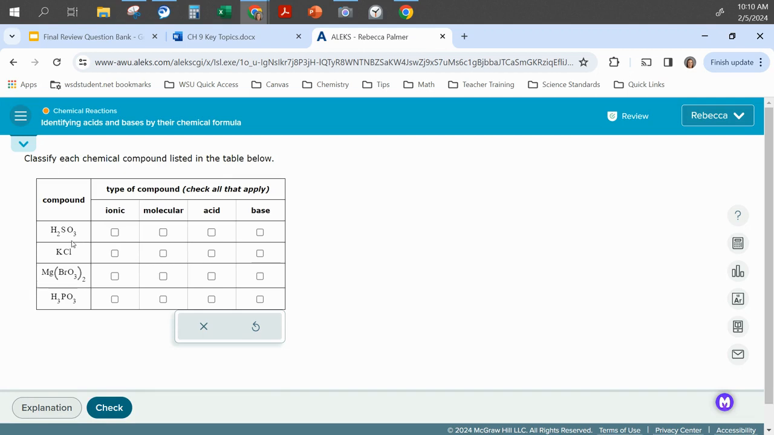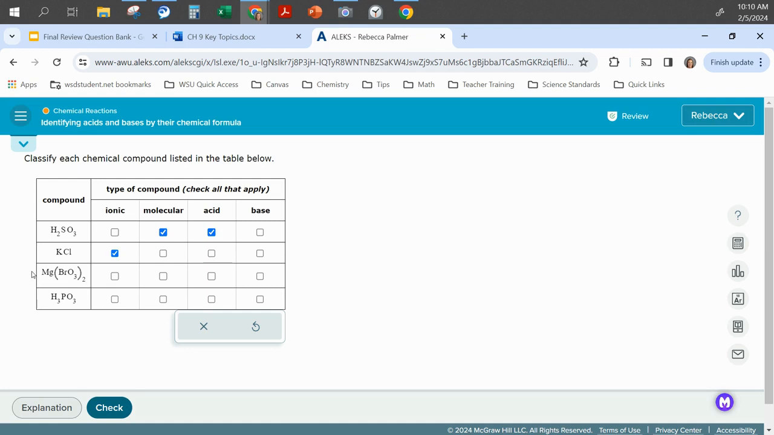Okay, the first one that I have up here has hydrogen at the beginning. If it has hydrogen at the beginning, it's going to be an acid. Usually acids are molecular, but let's just check. Are there any metals? No metals, so it's molecular. Okay, next one has potassium and chloride. Potassium is on the left. Potassium is a metal. So I have a metal and a non-metal, that's ionic, an ionic compound made up of a positive potassium and a negative chlorine. This one doesn't have any hydrogens, so it can't be an acid, and there's no hydroxide, so it's not a base.